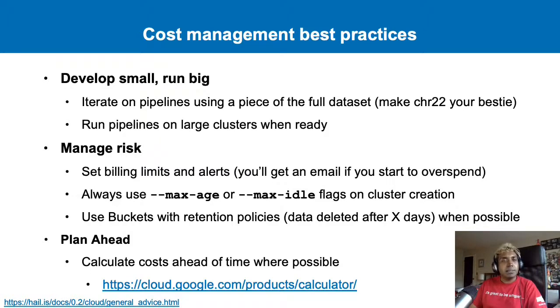Why? Because it's the smallest chromosome. So when you iterate your pipelines and you're trying to debug your pipelines, work on chromosome 22 or even just a chunk on chromosome 22 just to see how your pipeline works. And once it works, then run your pipelines on the large clusters when you're ready.